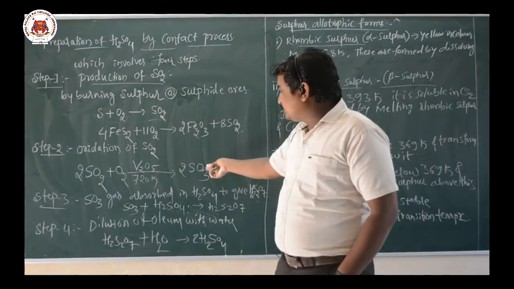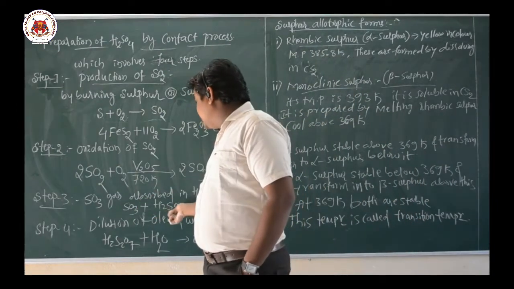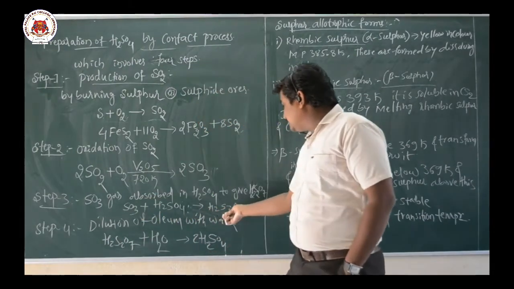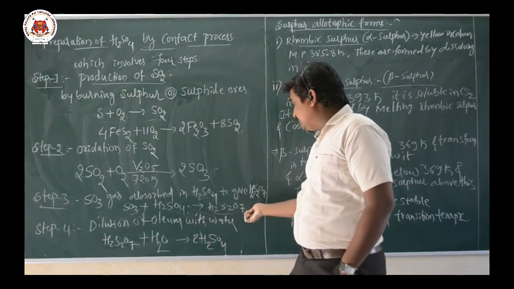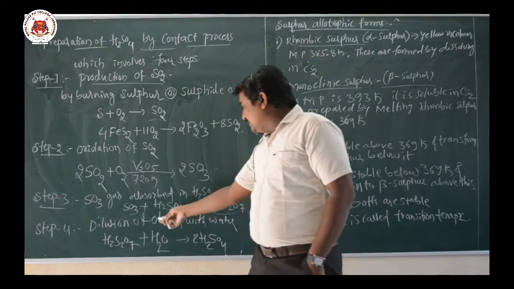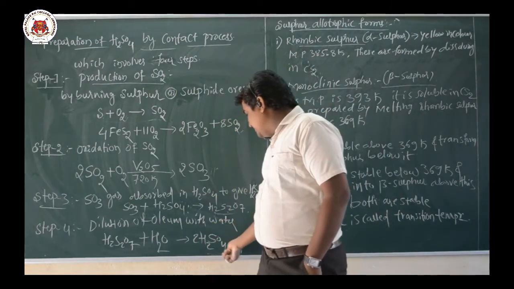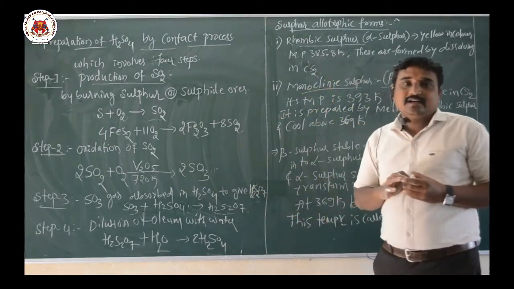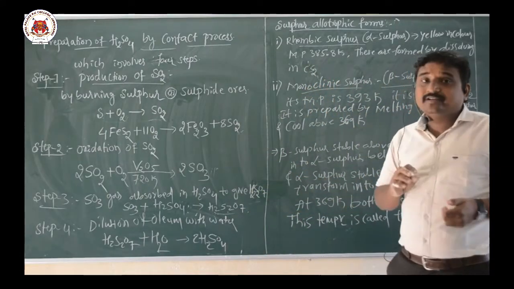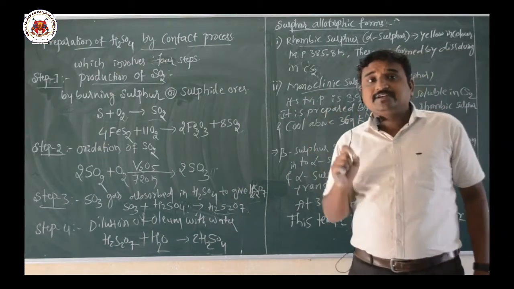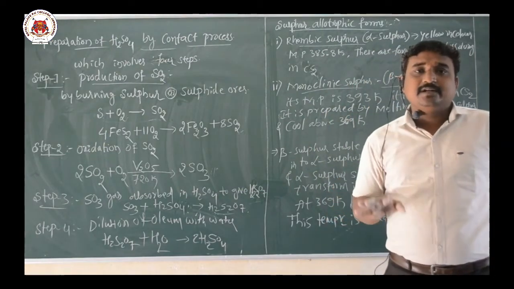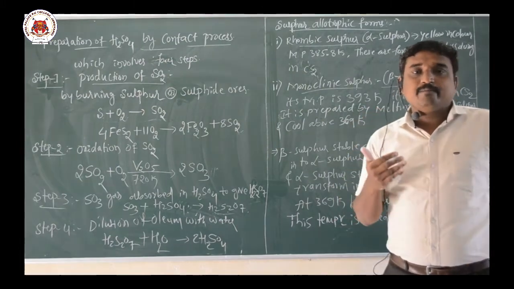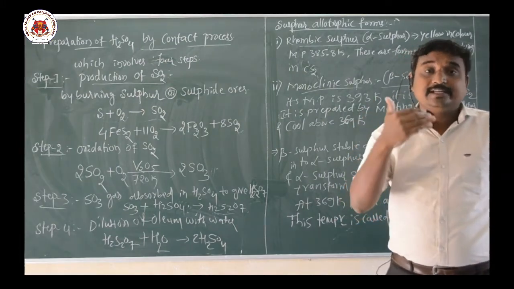Whatever SO3 is formed is combined with H2SO4, so H2SO4 plus SO3 becomes H2S2O7. This is oleum, and this oleum is diluted with water, so there is a formation of H2SO4. This is a very important question for your board examination: preparation of sulfuric acid by contact process. It is very simple. The first step is production of SO2. The SO2 is formed by the burning of sulfur or sulfide ores in presence of air.